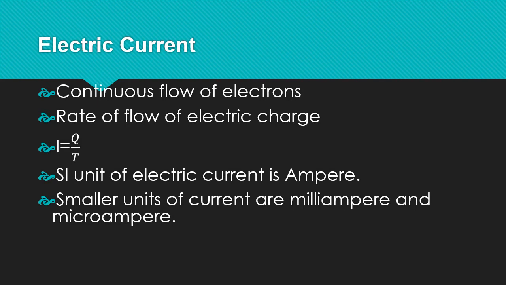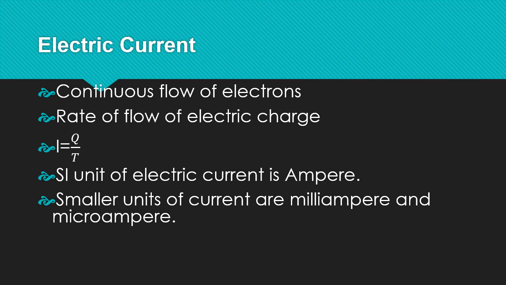Electric current. Electric current is a continuous flow of electrons. It is also defined as the rate of flow of electric charge. It is the amount of charge flowing through a unit cross section per second. I is equal to Q divided by T, where I is the electric current, Q is the net charge and T is time.